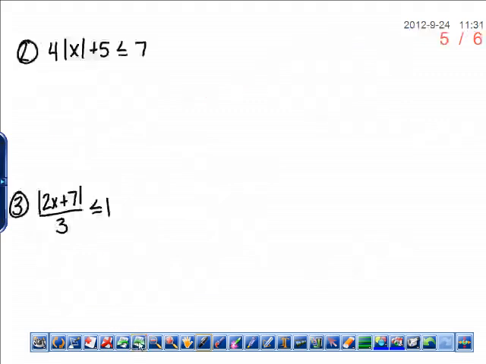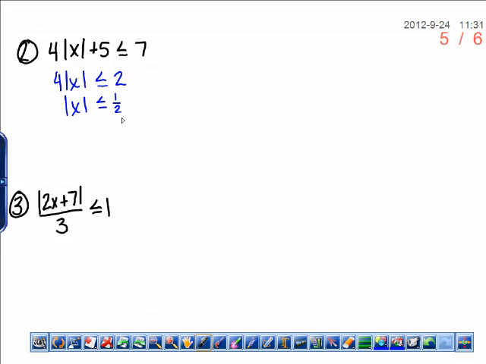Let's try again. Four times the absolute value of x plus 5 is less than or equal to 7. What do I have to do before I go on and think about this? Awesome. All right, how do I do that first? Good. I have to do this 5 first. This is 4 times the absolute value of x is less than or equal to 2. Then what? Divide by 4. So the absolute value of x is less than or equal to 1/2.